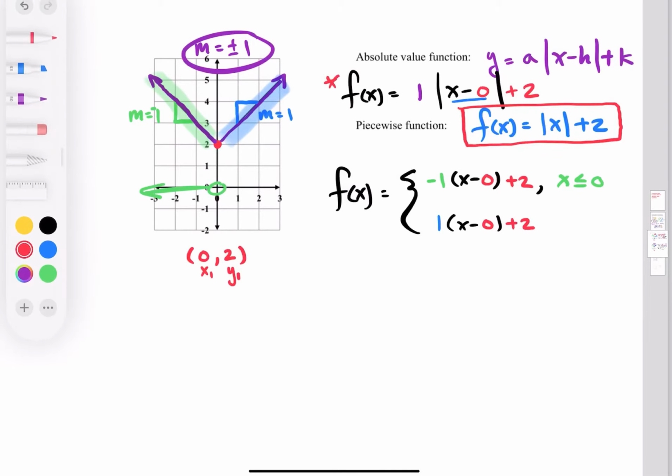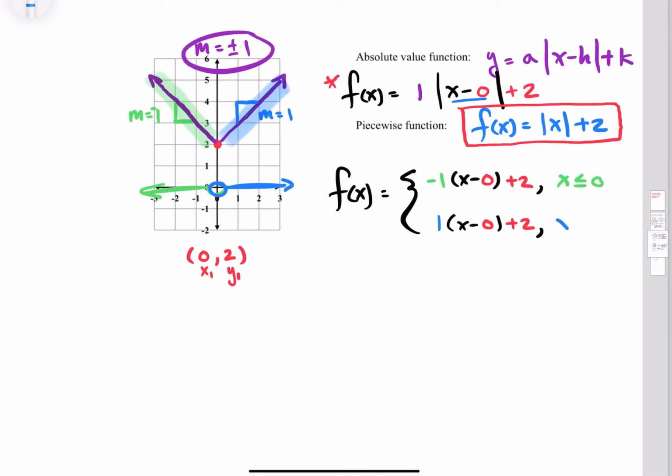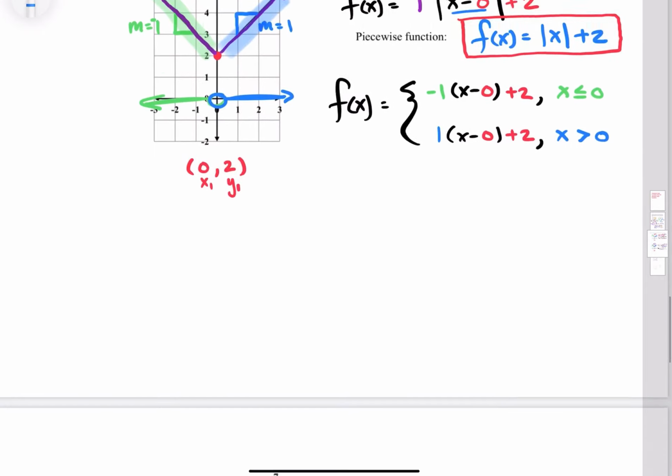Okay, so now we need to take a look at the interval for this particular piece. And the interval is also starting at 0, and it's going to the right forever in terms of our x values. So that means x is going to be greater than 0. And I didn't say equal to because we already used that equal sign in the previous interval. Okay? All right, let's try another one over here.